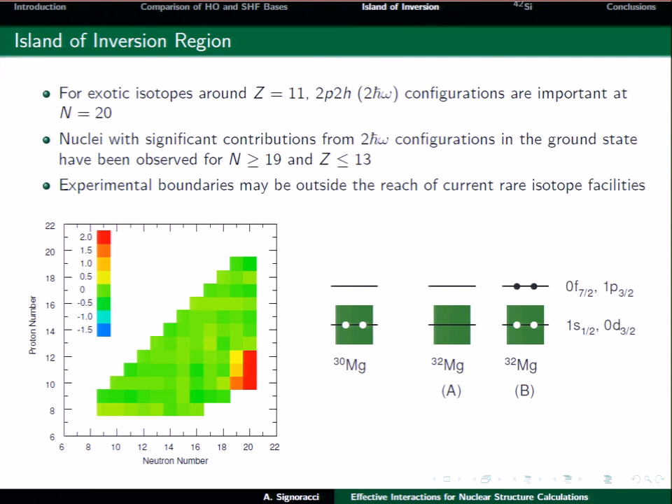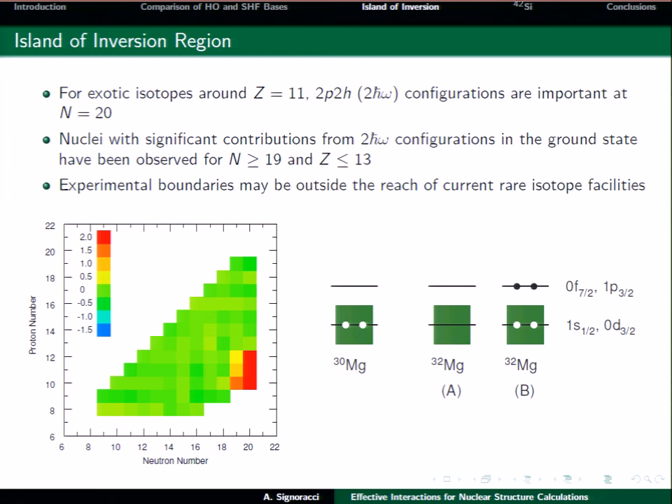So for magnesium-30, which here at Z equals 12 and N equals 18 lies outside of this island of inversion region, we can represent the behavior of the ground state of magnesium-30 as an almost fully occupied SD shell with, this is just the neutron orbits here I'm showing, an almost fully occupied SD shell with what are called two neutron holes, two neutrons missing in the SD shell.